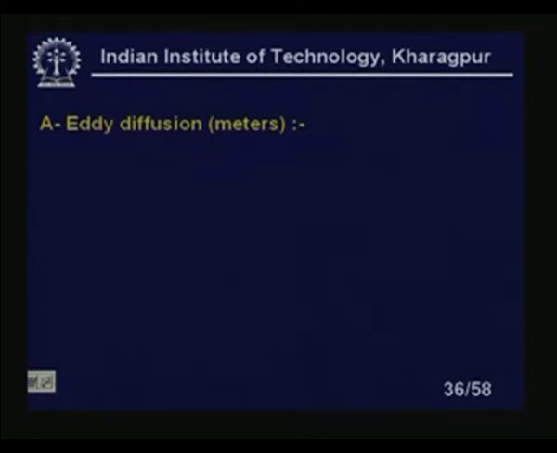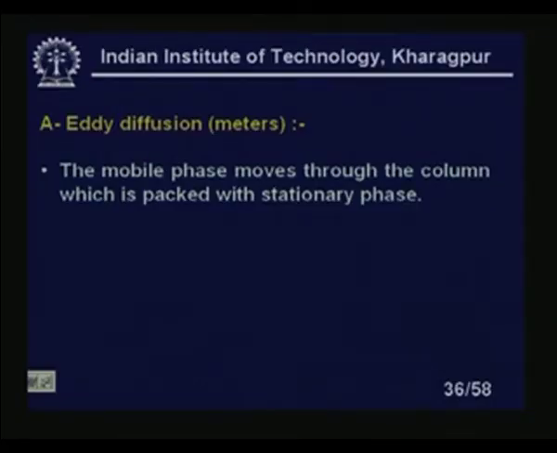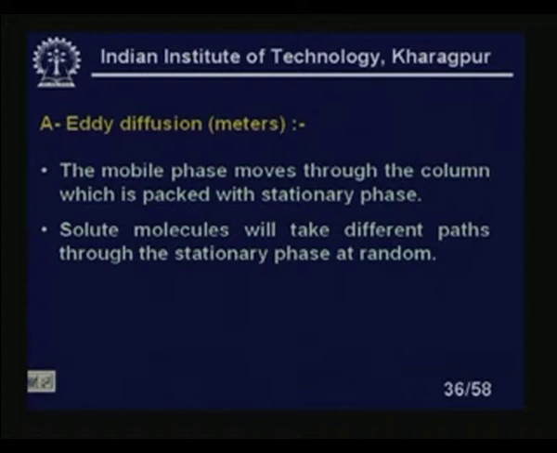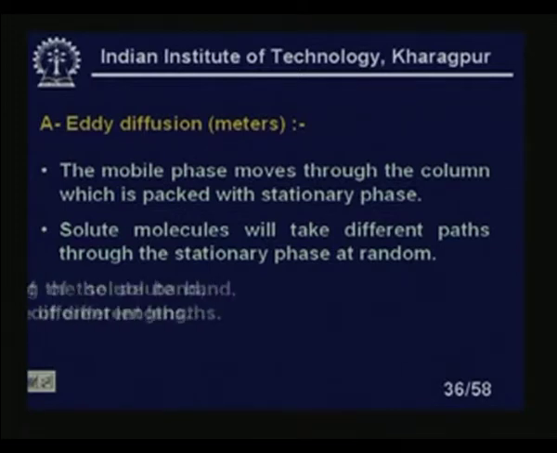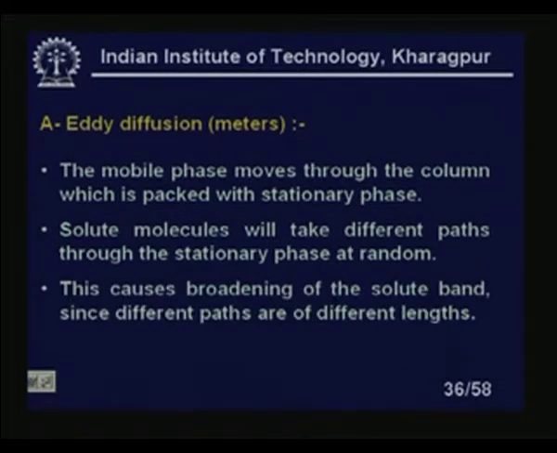Now, what are these factors? Let us see the three factors we talk about. A is the eddy diffusion, it is in meters, okay. The mobile phase moves through the column which is packed with stationary phase. Solute molecules will take different paths through the stationary phase at random. This causes broadening of the solute band since the different paths are of different lengths.